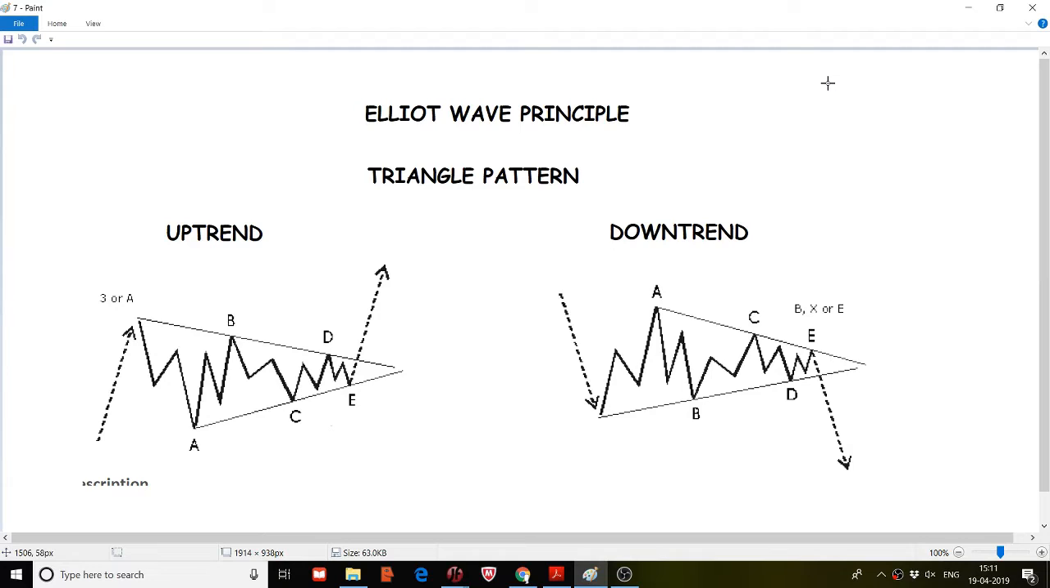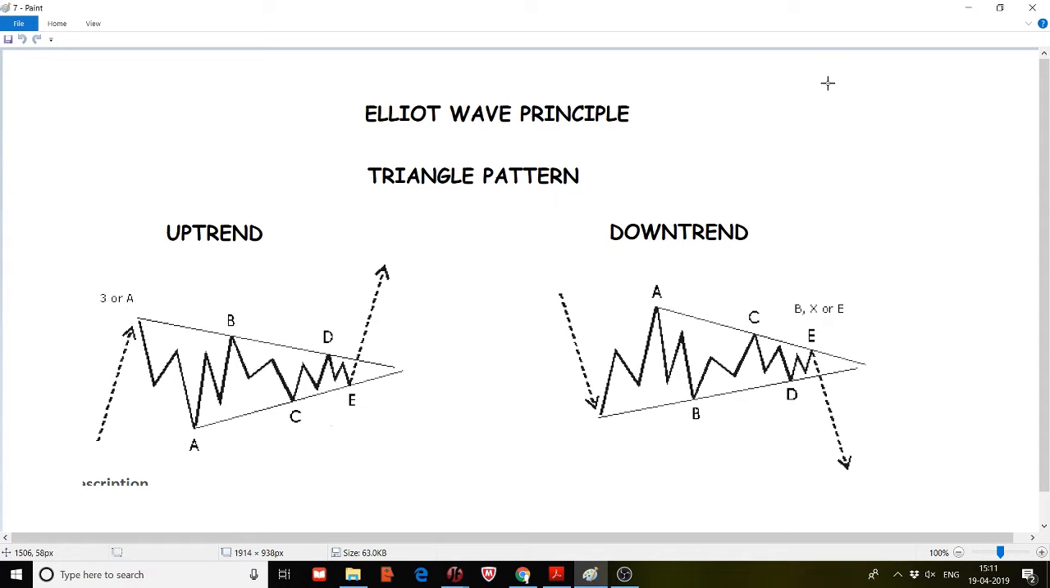Yesterday I discussed the contracting triangle pattern in the Elliott wave principle, in which I am describing the various corrective patterns. In that series yesterday I showed you the contracting triangle pattern, and in that series I will discuss the ascending triangle. As the ascending triangle looks exactly opposite to the contracting triangle, I will remind you of the structure of the contracting triangle first, then I will show you the ascending triangle.